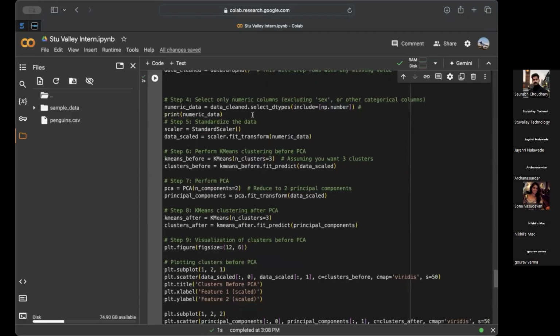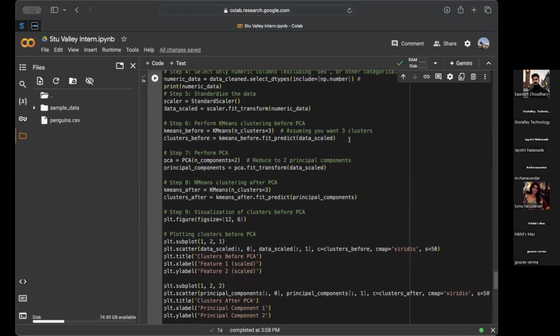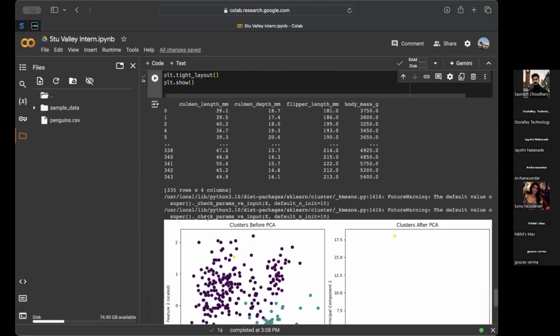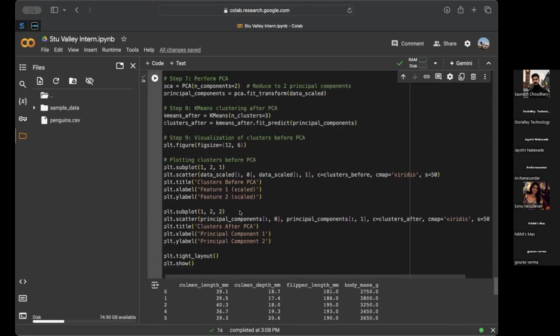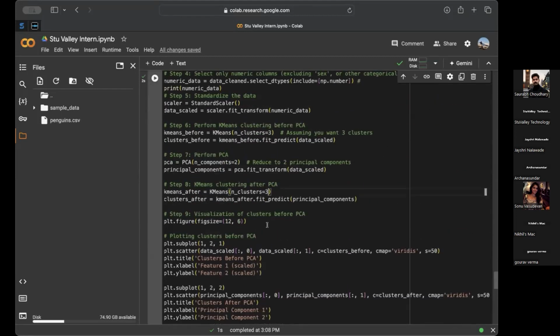Okay. Then scaler standardizing. All right. Then KMeans n_clusters 3. Okay, 3 clusters. But wait, I think we just have two. Can you try with 2 clusters? I don't think we need 3 here.